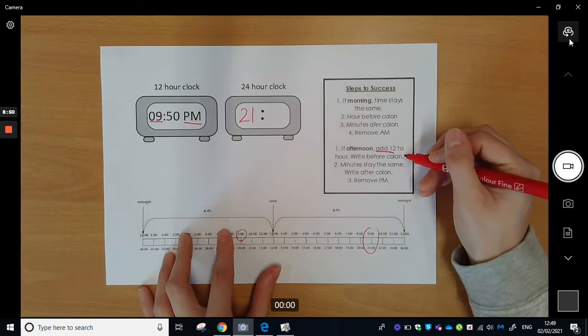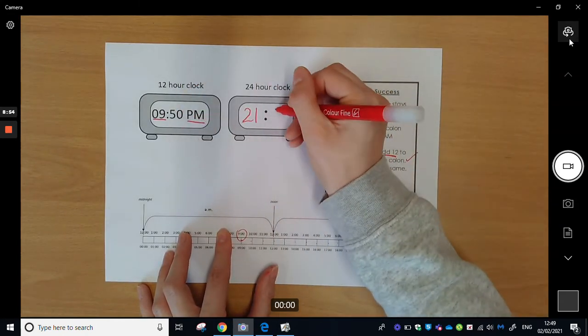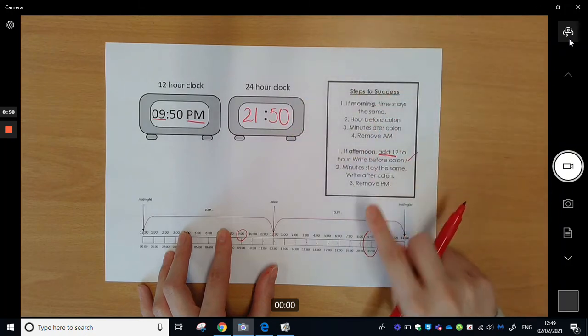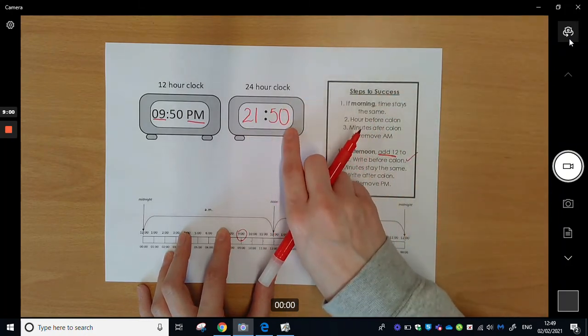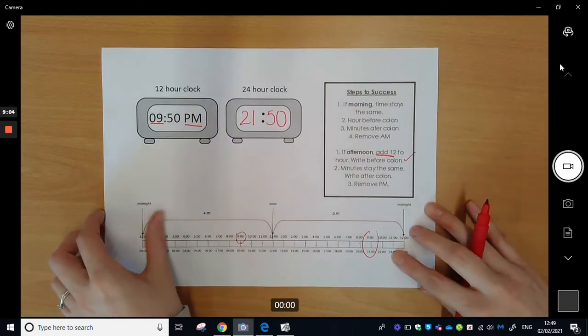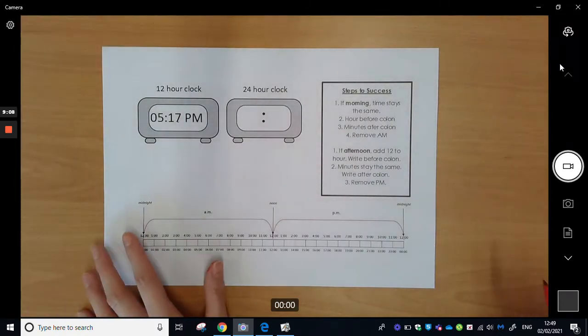So I've done the first part, and my minutes, remember, are staying the same. So my minutes are 50. And I don't need my PM, so the time is 21:50. Okay, let's look at one more example together using PM.